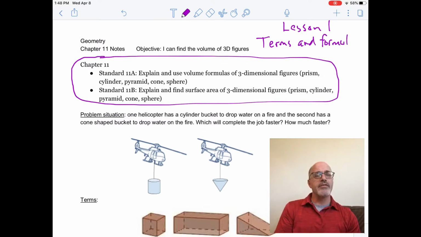So our objective for this lesson is I can find the volume of three-dimensional figures. What I'd like to do is take a problem situation where one helicopter has a cylinder bucket to drop water on a fire and a second has a cone-shaped bucket to drop water on the fire. Which will complete the job faster and how much faster? Pause the video and try this problem. See if you can answer those questions.